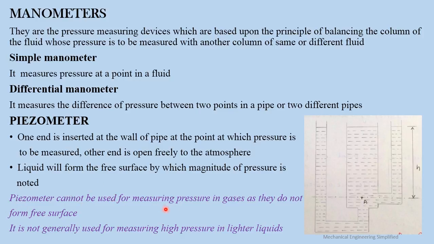The piezometer cannot be used for measuring pressure in gases, as they do not form a free surface, because the measurement using a piezometer is simply based upon this height h. If this height h is not defined properly, as in the case of gases, because they do not form a free liquid surface, you cannot get the magnitude of pressure. So please make a note that the piezometer cannot be used for measuring pressure in gases, as they do not form a free liquid surface. It is also not generally used for measuring high pressure in lighter liquids, because in the case of lighter liquids, the density will be very low.